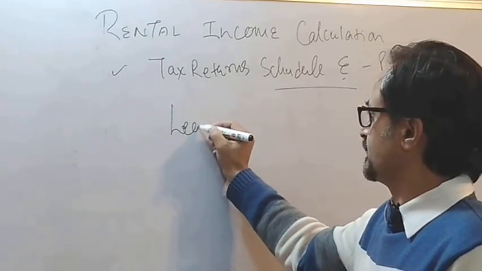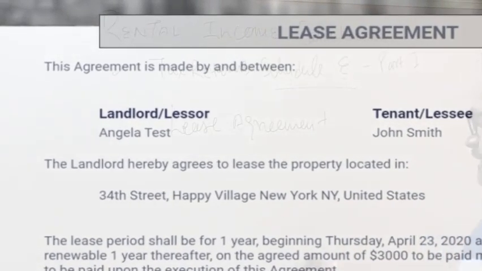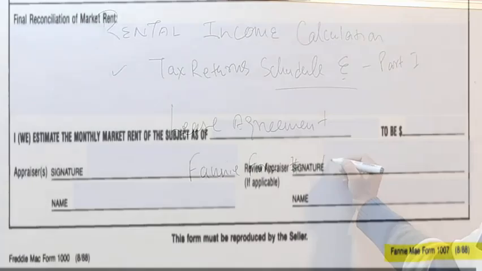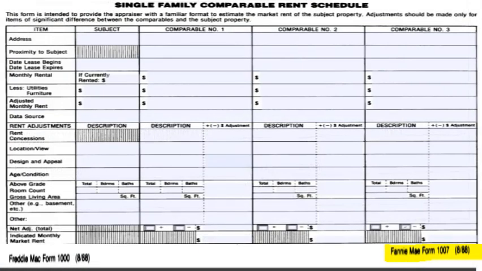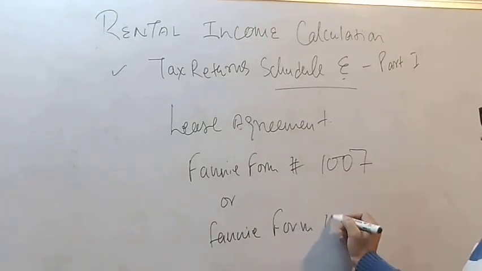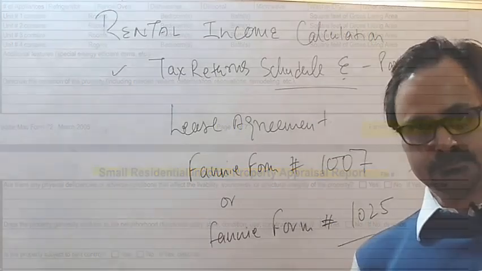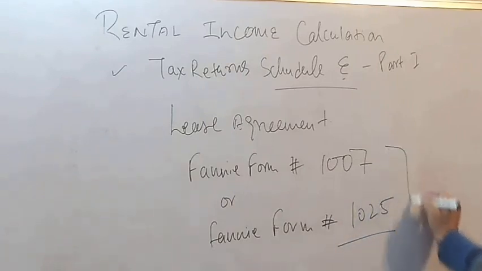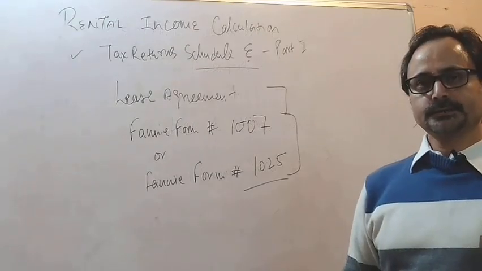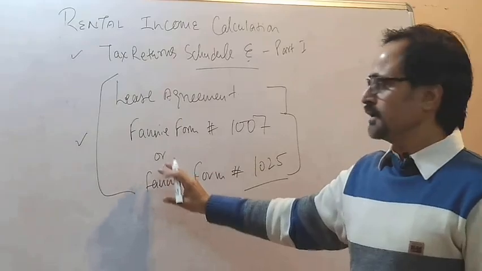There is a lease agreement, right? Lease agreement, and there is a Fannie Mae form number 1007, remember? And there is another form that we call Fannie Mae form number 1025, right? These are part of the appraisal, but still income can be calculated from these forms as well, plus the lease agreement or rental agreement. How to calculate income? We will only be calculating income from either any of these forms or only from the tax return.